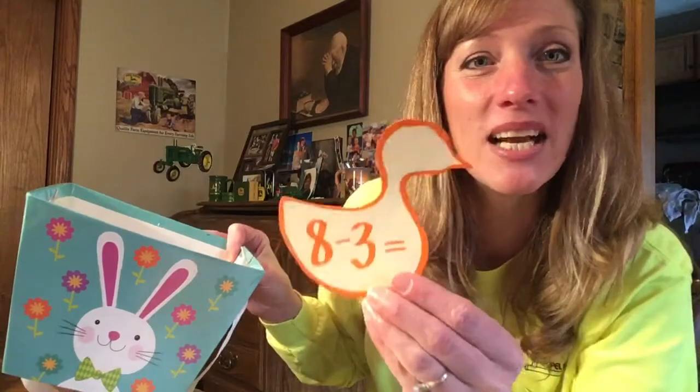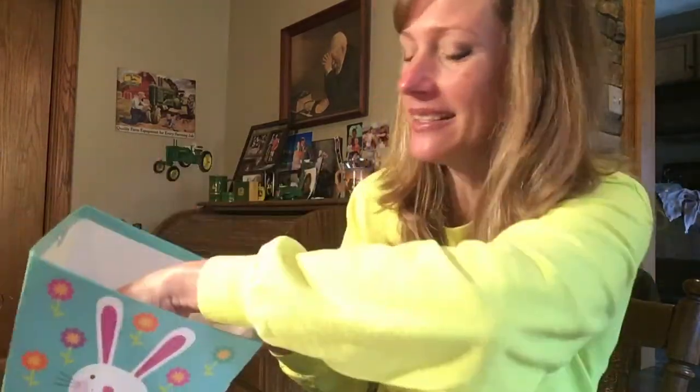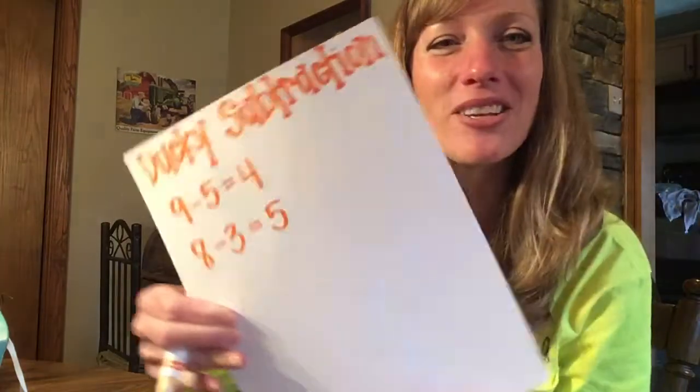What am I taking away? 3. Yeah, so I'm going to take out 3. 1, 2, 3. Do you know how many eggs I have left in my basket? If you said 5, you are correct. Way to go. So I'm going to write down 8 minus 3 equals 5. Did you write that on your sheet? Fantastic. Okay, let's do a few more together.